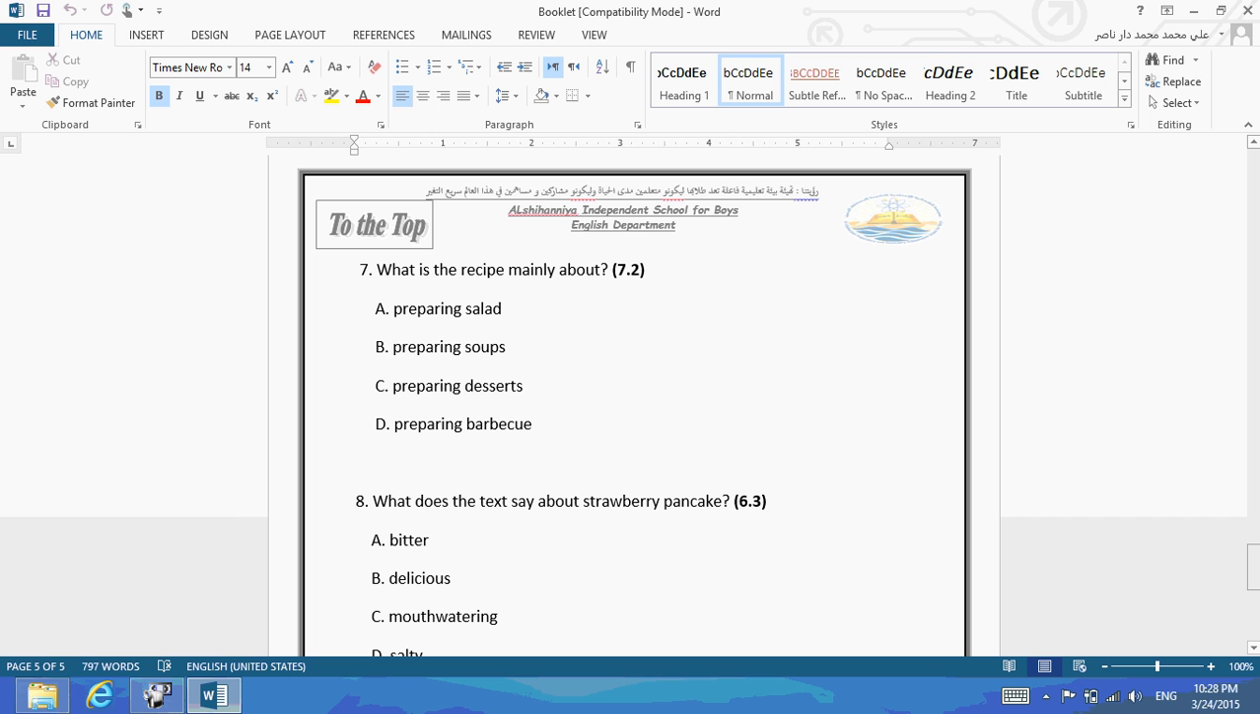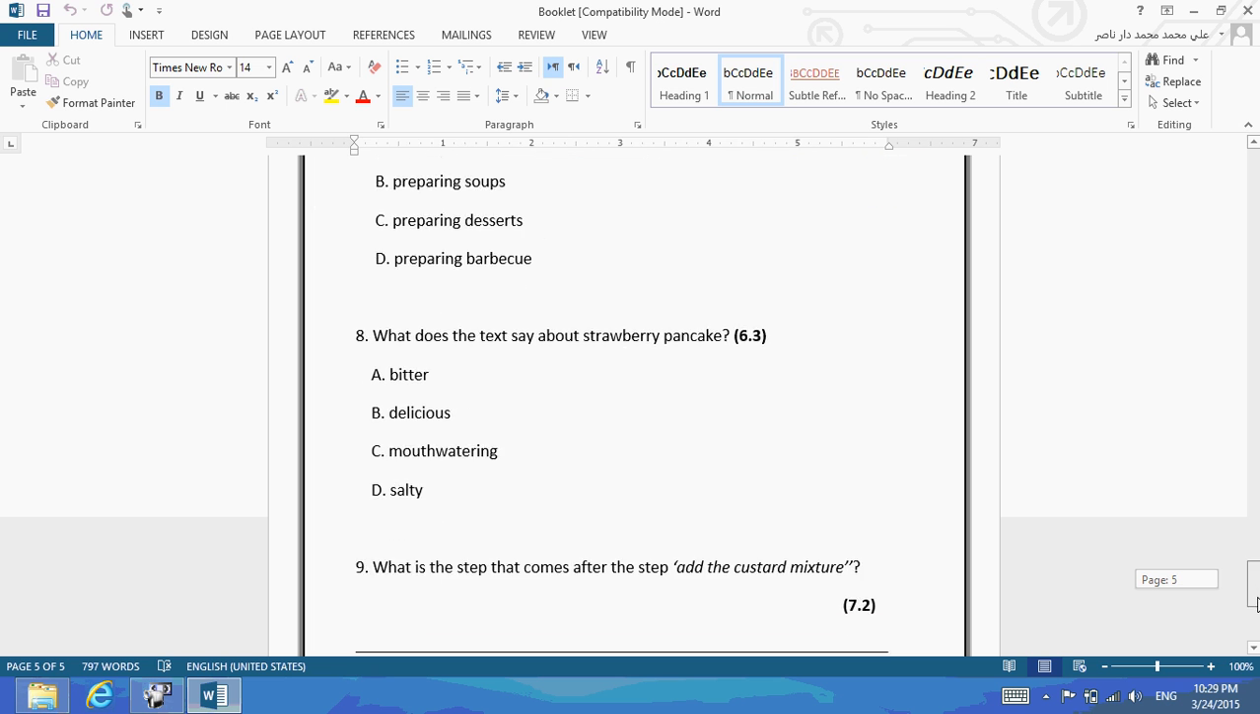Question number 7. What's the recipe mainly about? Preparing salad, preparing soups, preparing desserts, preparing barbecue. Number 8. What does the text say about strawberry pancake? Bitter, delicious, mouth-watering, or salty?